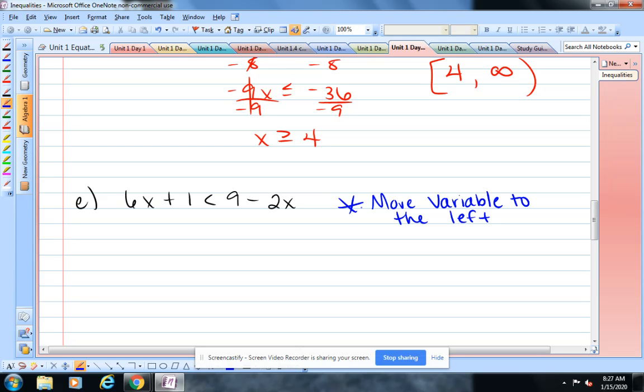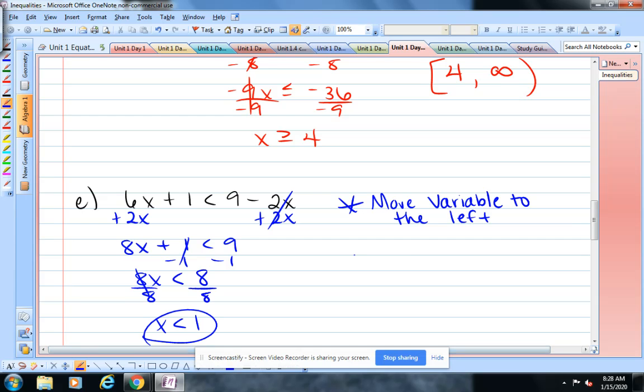All right? So if I'm moving my variables to the left, what do I need to do? Add 2x on both sides. Very good. What is 6x plus 2x? So 8x plus 1 is less than 9. Then what? Subtract 1. 8x is less than 8. How do I solve for x? Do I flip? No, x is less than 1. So any questions about how we solve that?